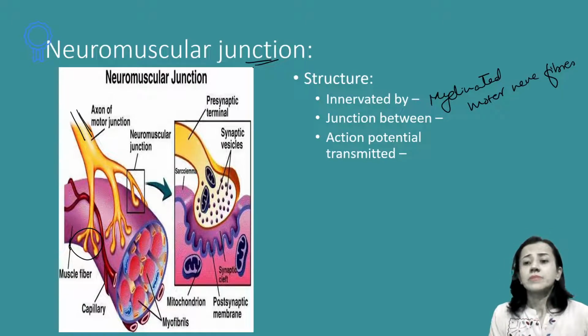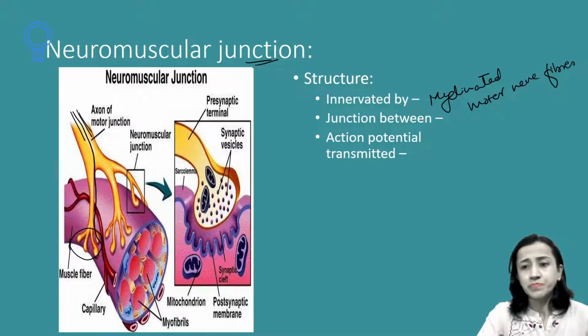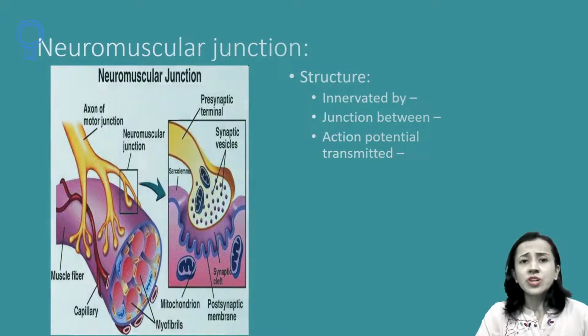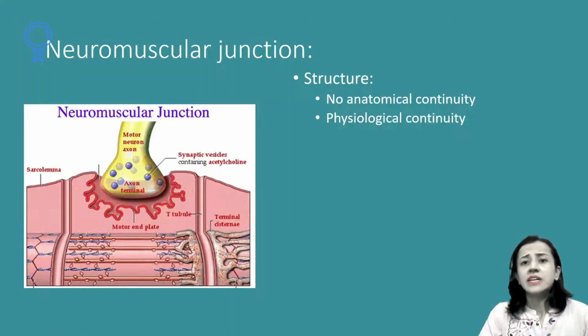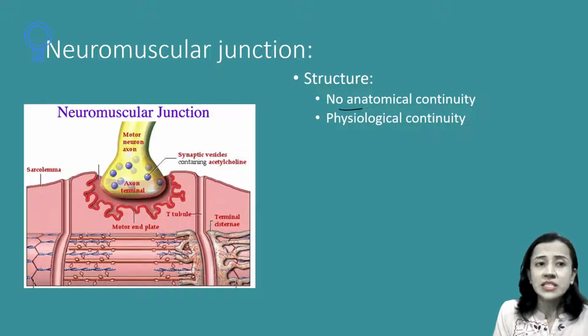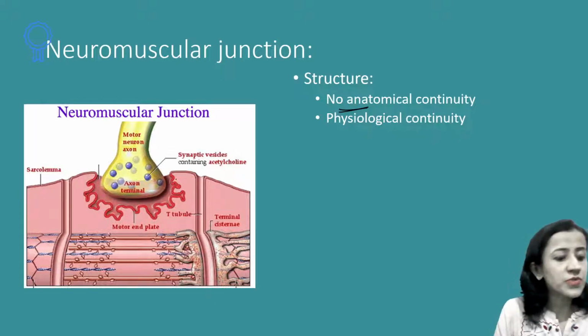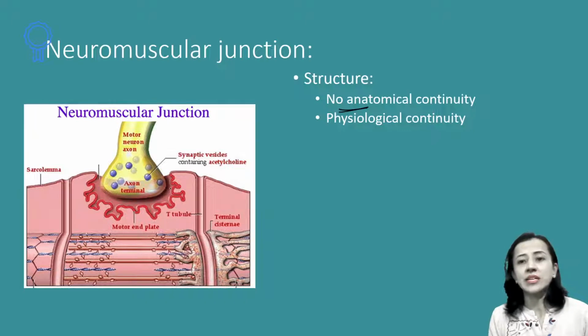Now, the action potential is transmitted, as you can see here, from this nerve to the muscle. Now, regarding the structure of the neuromuscular junction, there is no anatomical continuity, but there is physiological continuation. Physiologically these two parts are continuous, so this is physiological continuation; no anatomical continuity is there.